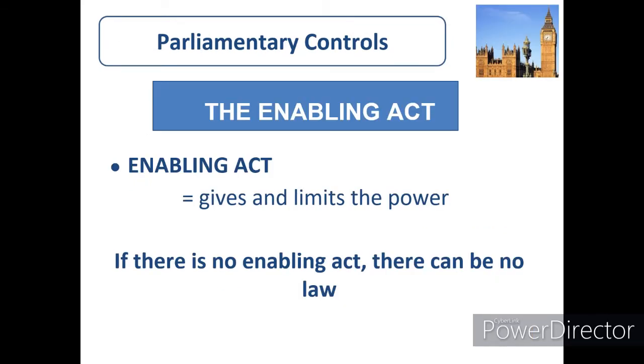The first parliamentary control is the Enabling Act. Now, the Enabling Act gives power to make delegated legislation, but it not only gives power, it also limits the power. These days, most acts are enabling acts, enabling delegated legislation to take place. If the Enabling Act doesn't do this, there can be no secondary law. So the Enabling Act makes secondary legislation possible.